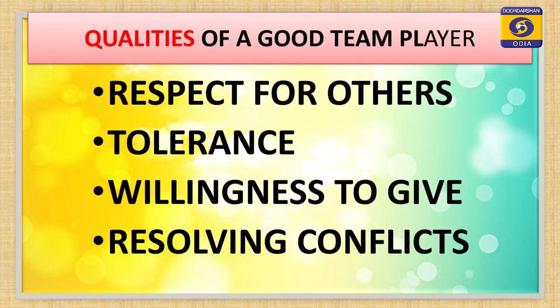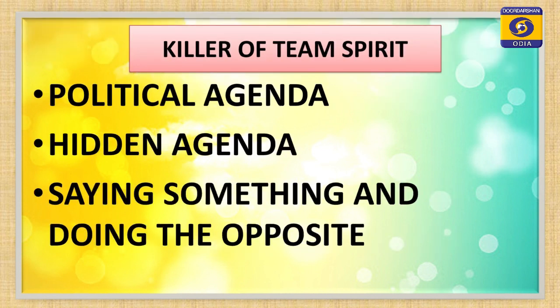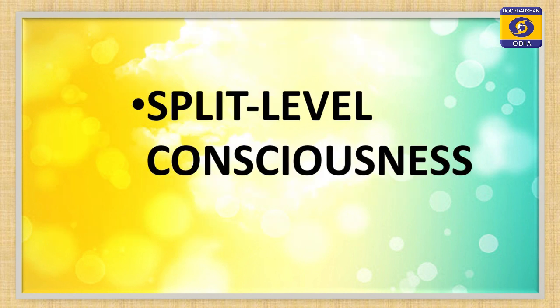The qualities of a good team player are respect for others, tolerance, willingness to give, and resolving conflicts. These are very important qualities of a team player. And what are the killers of team spirit? There are certain things that kill the team spirit, and these are the killers: political agenda, hidden agenda, saying something and doing the opposite. This is called, as he says hereafter, split level consciousness.